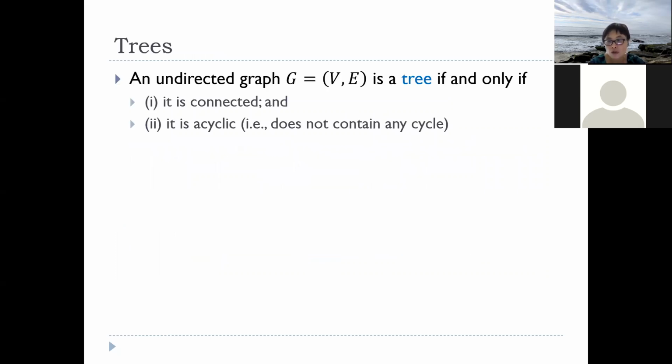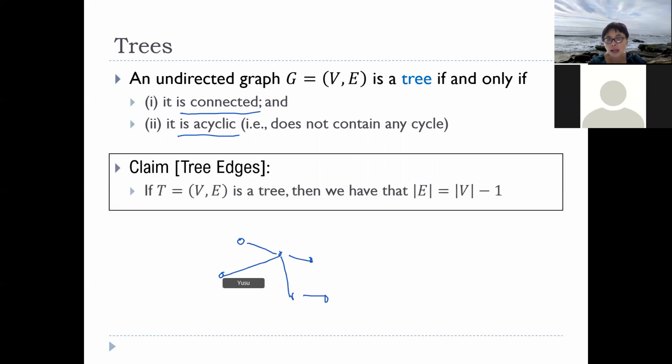Well, first, we've mentioned trees before. So what is a tree? Formally, an undirected graph is a tree if and only if the following two conditions hold. Number one, it has to be connected. Number two, it cannot contain any cycle. So for example, the following is a tree.